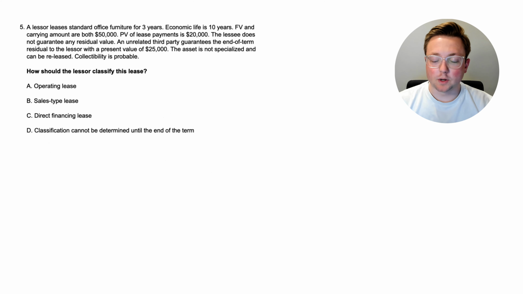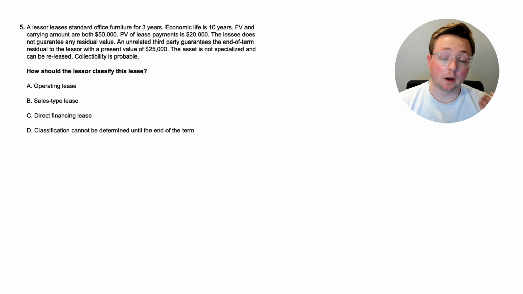All right, here we are at question 5. How should the lessor classify this lease? Let's go up to the top. A lessor leases standard office furniture for 3 years. The economic life is 10 years. The fair value and the carrying amount are both $50,000. The present value of lease payments is $20,000. The lessee does not guarantee any residual value. An unrelated third party guarantees the end of term residual to the lessor with a present value of $25,000. The asset is not specialized and can be released. Collectibility is probable. So how should the lessor classify this lease?